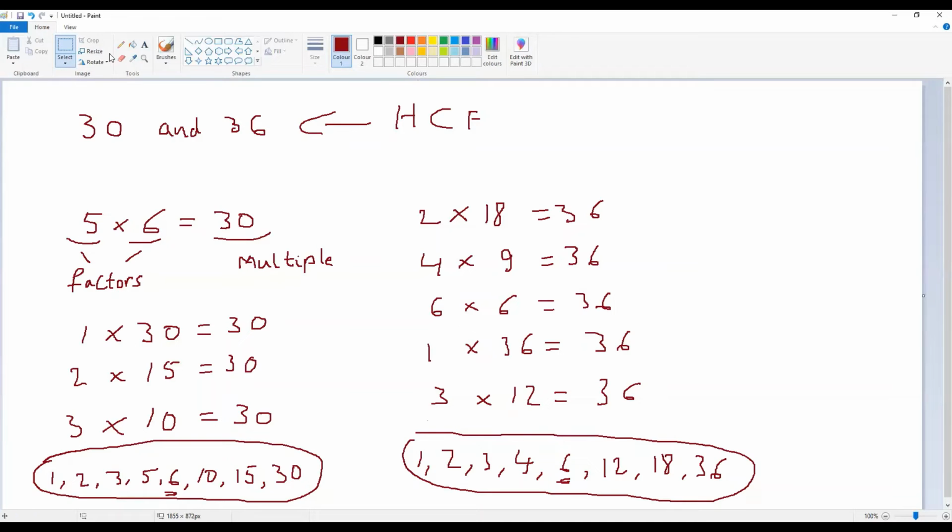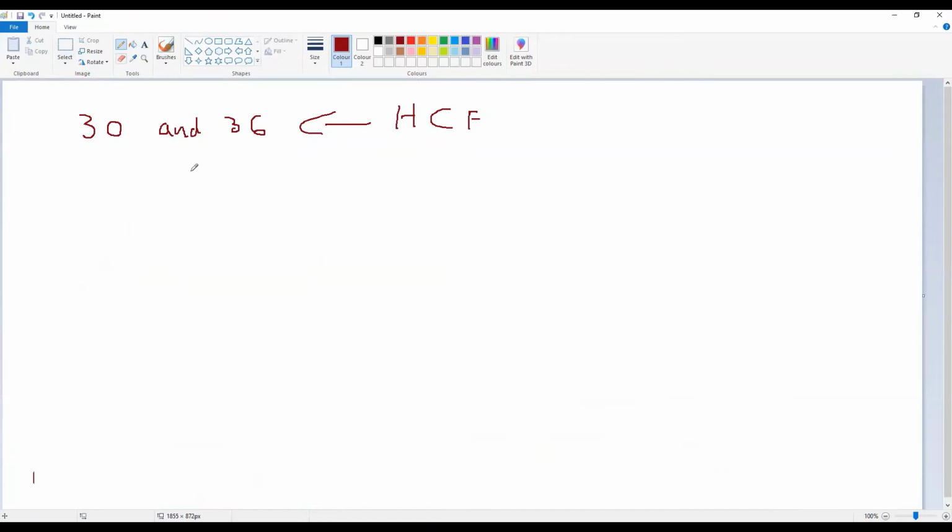Okay, so let's build the factor tree of 30. So I'm just gonna get rid of this for now. All right, and build the factor tree of 30. So how do we get 30? We get 30 by doing 3 times 10, for example. All right, 3 is prime, so we circle it. We break down 10, that's 2 times 5. 2 is prime, 5 is prime. Okay, this is our 30 factor tree.